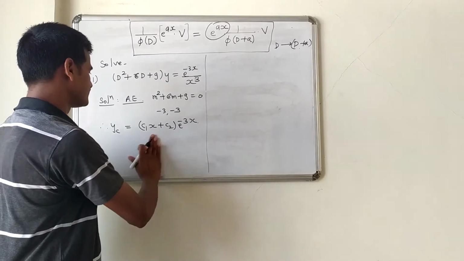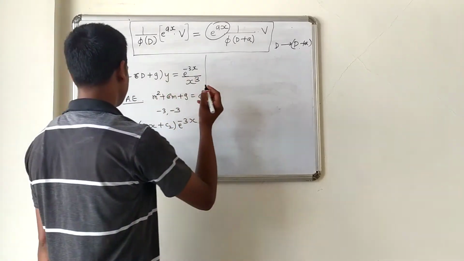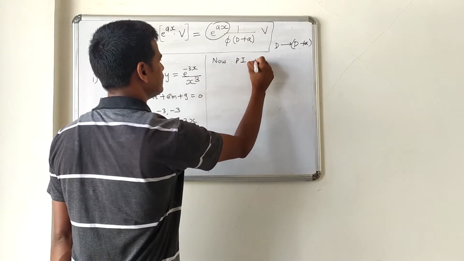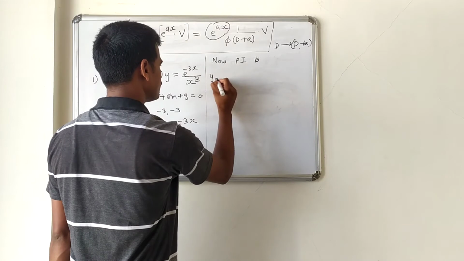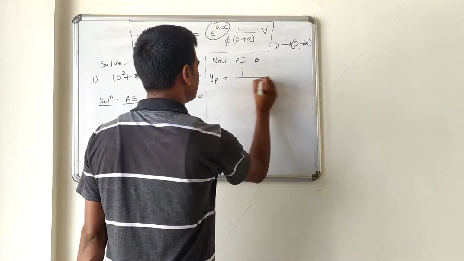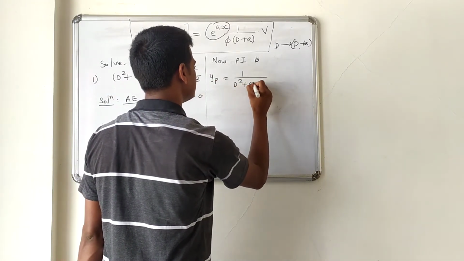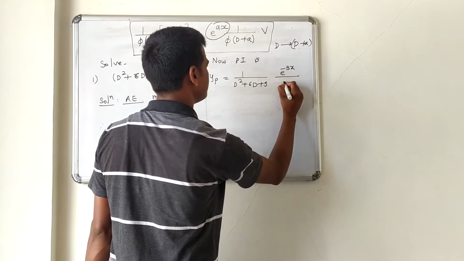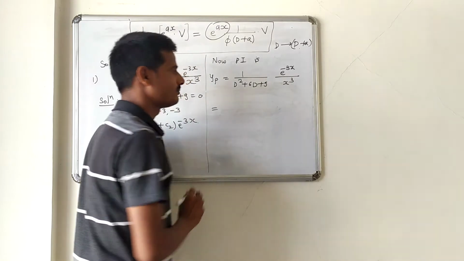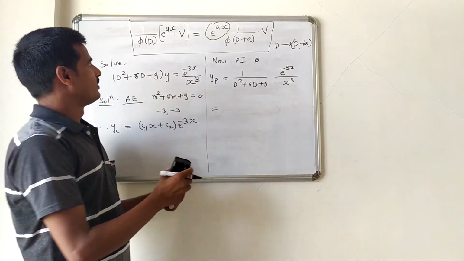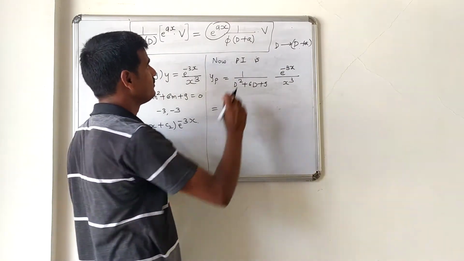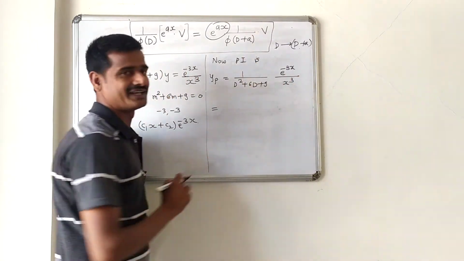Now the second step is we have to obtain the particular integral. So now the particular integral yp is equal to 1 upon (d square plus 6d plus 9) of e to the power minus 3x upon x cube. Now as per this property, it is like e to the power ax, and what is your v? So v is here 1 upon x cube.